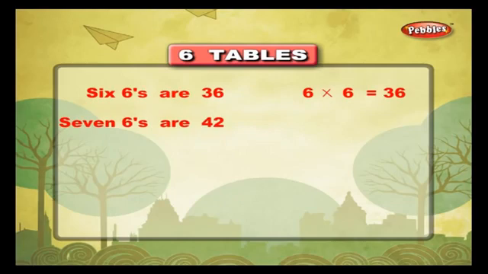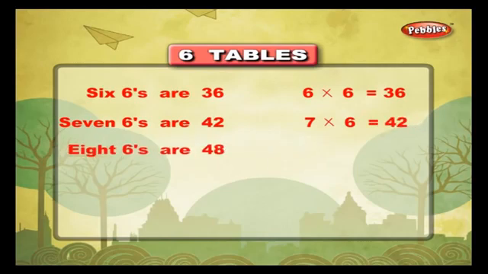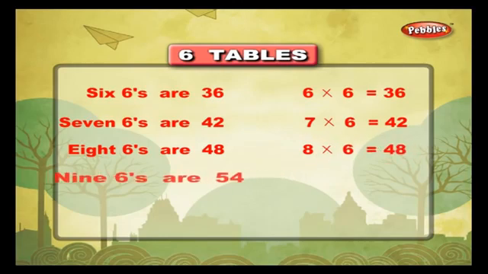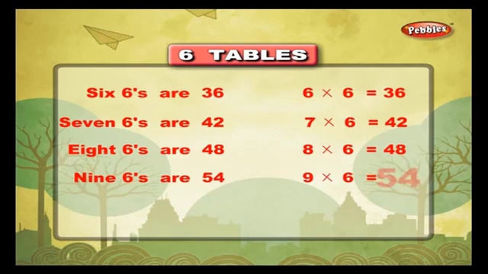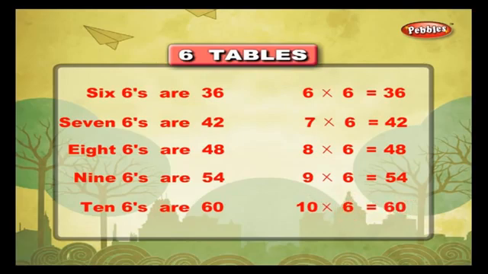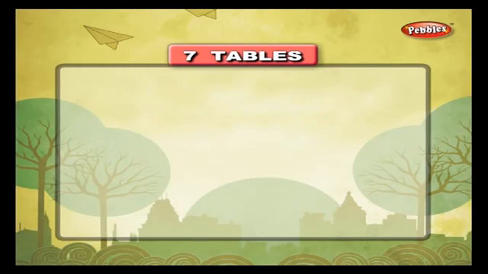7 6 are 42. 7 into 6 is equal to 42. 8 6 are 48. 8 into 6 is equal to 48. 9 6 are 54. 9 into 6 is equal to 54. 10 6 are 60. 10 into 6 is equal to 60. 7 tables. 1 seven is 7. 1 into 7 is equal to 7.